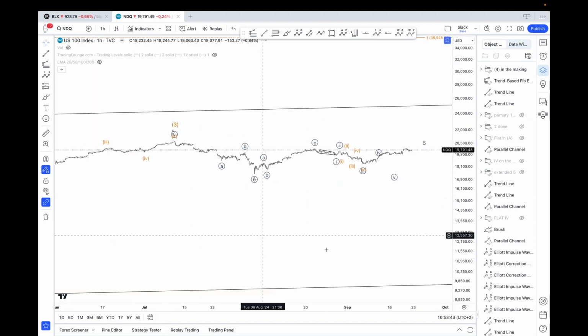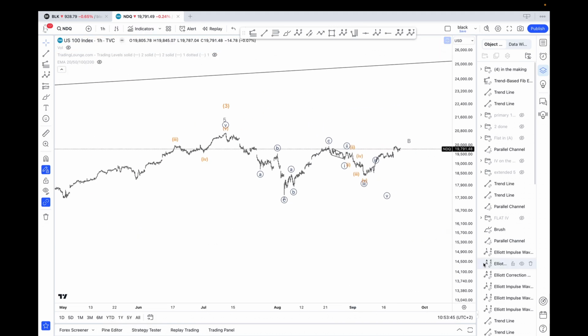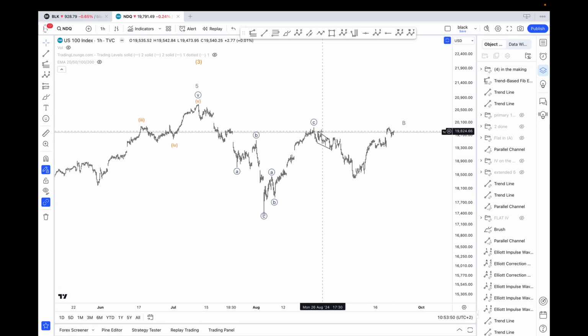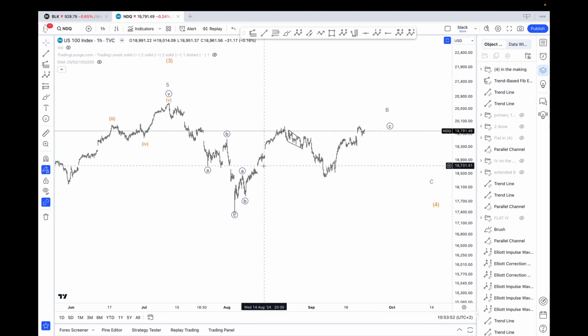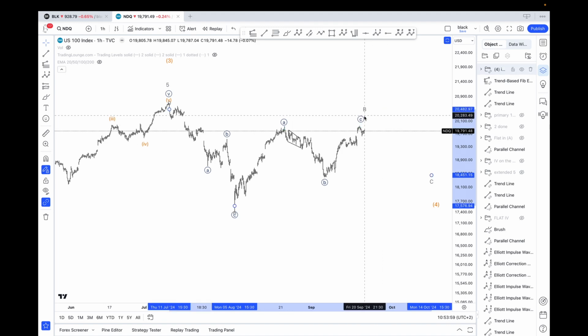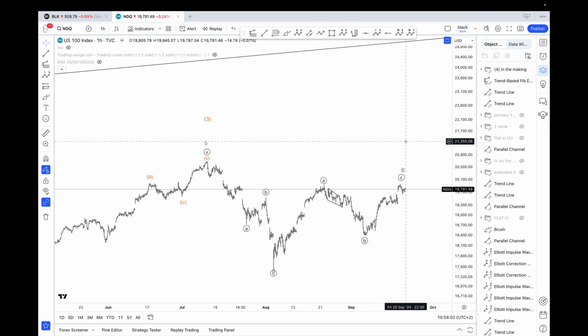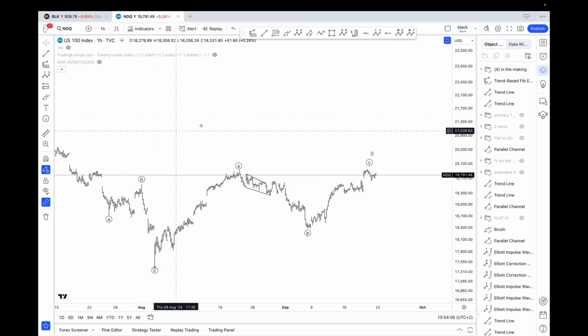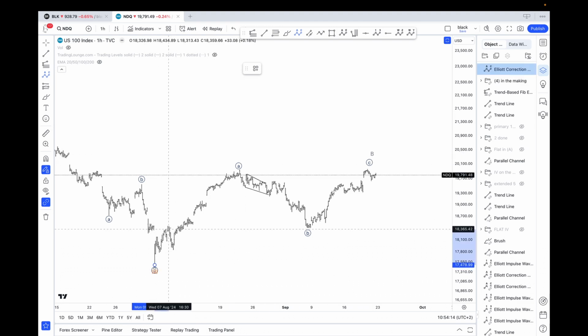So into the hourly. This was the old count, which, as you can see, has been crushed. Good. Now, could we add A, B, and are we done or nearly done for wave C? Now, as you may see, if TradingView allows me, in here, this move up, I identify it as a three-wave move.